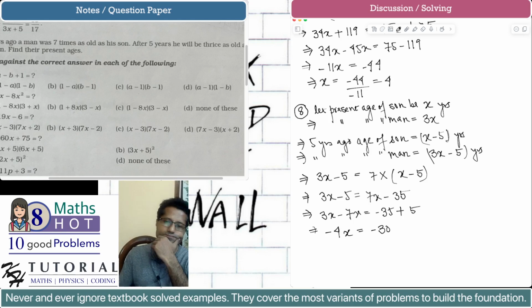What? No. x has to be some integer. Let me see if I am doing anything wrong. 3x minus 5 is equal to 7 into x minus 5. Okay. So 3x minus 5 is equal to 7x minus 35. And 3x minus 7x is equal to minus 35 plus 5. So minus 4x is equal to minus 30. How can this be?